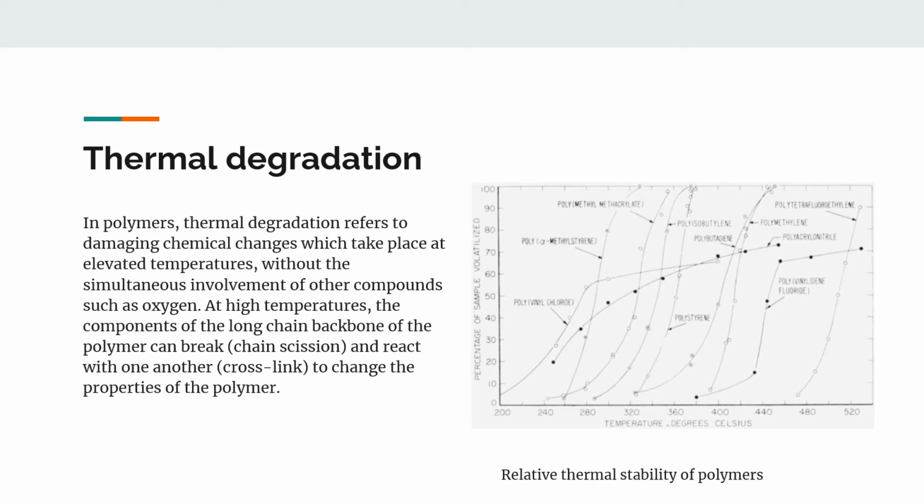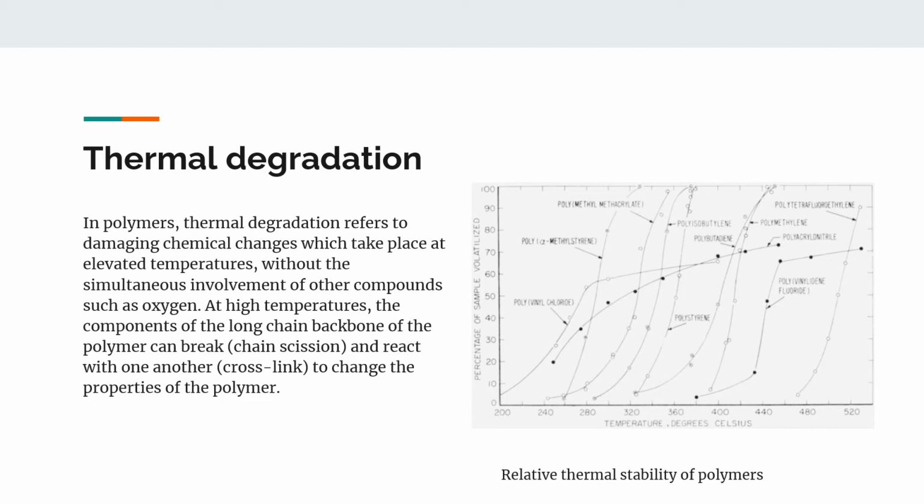Another type of degradation is thermal degradation. In polymers, thermal degradation refers to damaging chemical changes which take place at elevated temperatures without the simultaneous involvement of other compounds such as oxygen. At high temperatures, the components of the long chain backbone of the polymer can break, chain scission, and react with one another, cross-linking, to change the properties of the polymer.